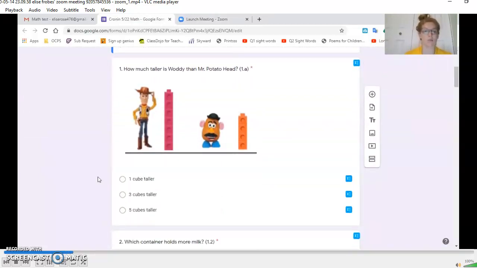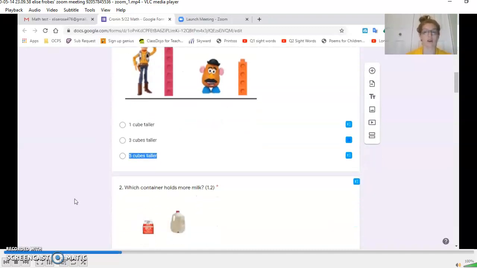Number 1, how much taller is Woody than Mr. Potato Head? If we look at the picture, we see Woody, and he is 1, 2, 3, 4, 5, 6, 7 cubes tall. Then if we look over here, Mr. Potato Head is 1, 2, 3, 4 cubes tall. So we want to know how much taller Woody is than Mr. Potato Head. 1 cube taller, 3 cubes taller, or 5 cubes taller. Please pick your best answer. Now we're going to go to number 2.